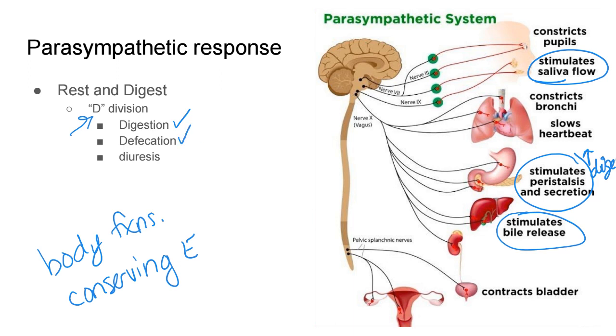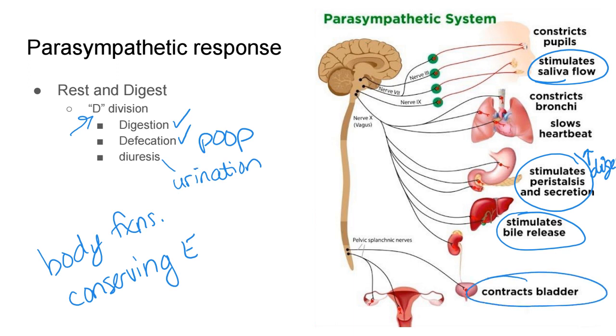Okay? Defecation. Defecation is going number 2, right? So I'm going to encourage the elimination of feces from the body, as well as diuresis. Diuresis is urination. These are the times that I'm going to be going to the bathroom, right? You see, I contract the bladder. Okay? I'm constricting the pupils. I don't need as much oxygen, so the bronchi can constrict some. My heart rate, my blood pressure, those things can all go down now because I am resting and digesting.